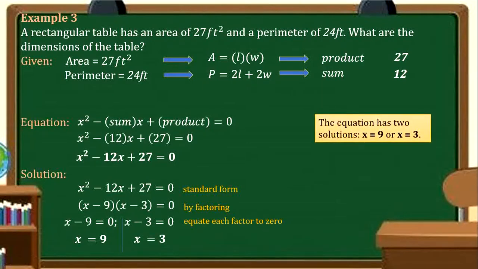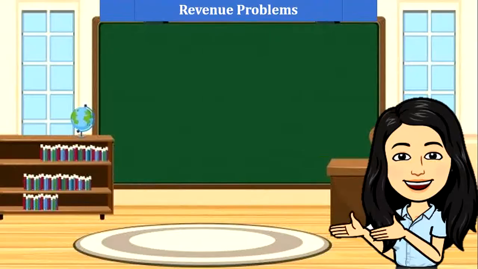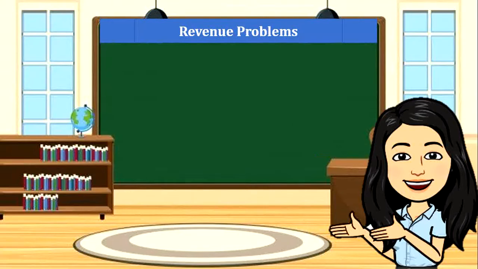So, the equation has two solutions. So, we have 9 or 3. So, therefore, the dimensions of the table are 3 feet by 9 feet. So, kapag sinubstitute natin dito sa formula ni area, so, length times width, so, magiging 3 times 9, the answer is 27. And then, kapag naman sinubstitute natin sa perimeter, so, 2 length plus 2 width, so, we have 24.